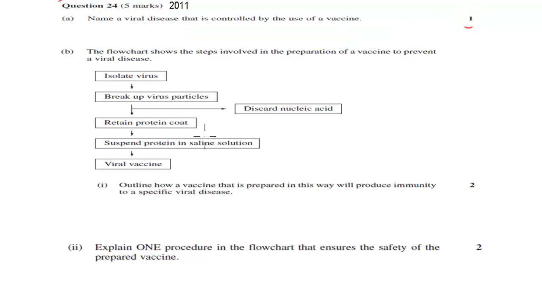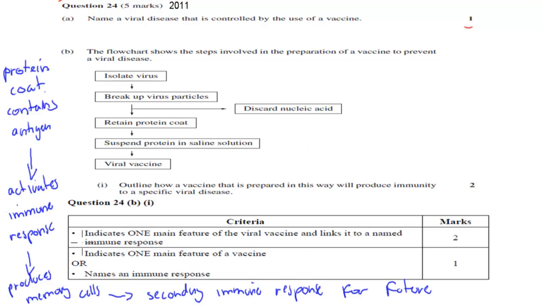Now for the second one, outline how vaccines prepared in this way produce a specific viral immunity to a specific virus. So what I should have written is a couple of steps. First of all, we have to retain the protein code here, and this protein code contains these antigens. The virus has these antigens on the protein code. So by having this in our vaccine, this will activate the immune response if we inject it into a person, right? Because they have these antigens on the protein code.